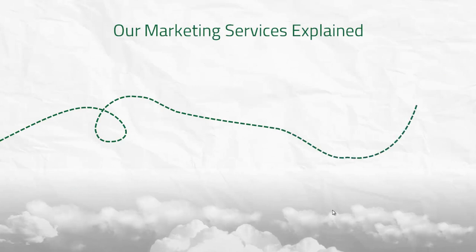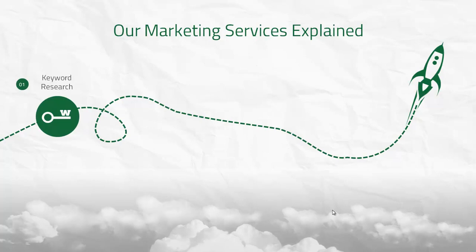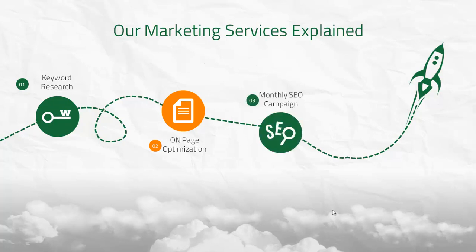Okay, so now that you kind of understand what you can be doing on your end, I wanted to explain a little bit of what our marketing services are going to be doing for you if you've purchased with us and if you purchase a marketing package. So with this, what we do for you is a couple things. One, we do keyword research. Next, we do on-page optimization for you. We do a monthly SEO campaign. And then we do monthly reporting. So let's briefly go over each one of these sections.